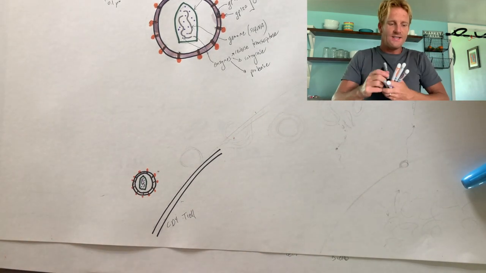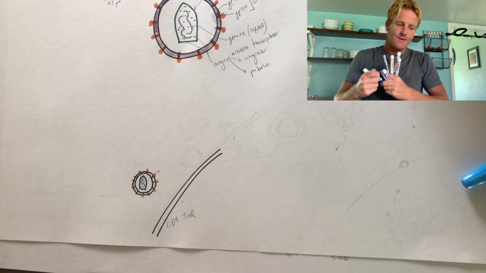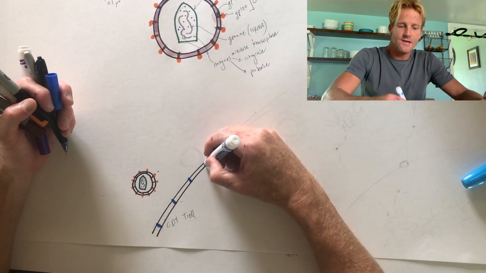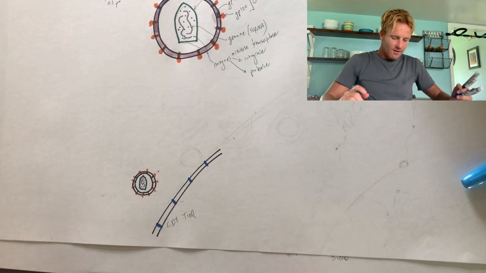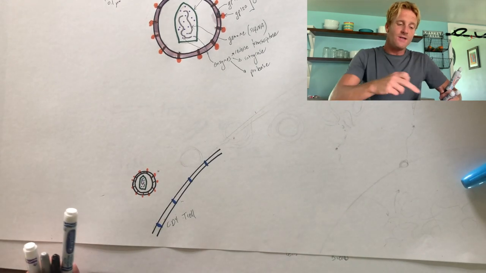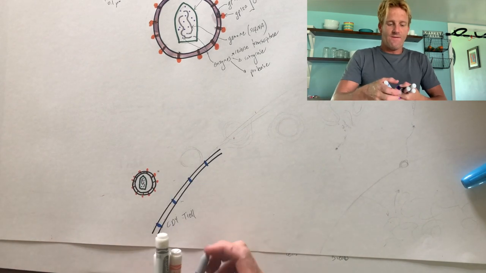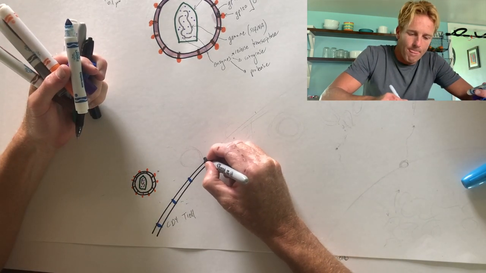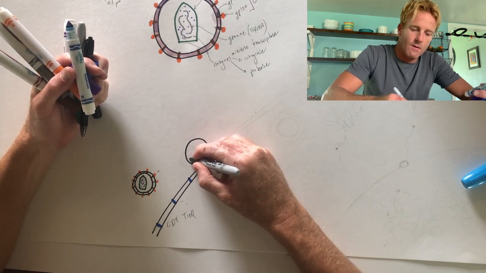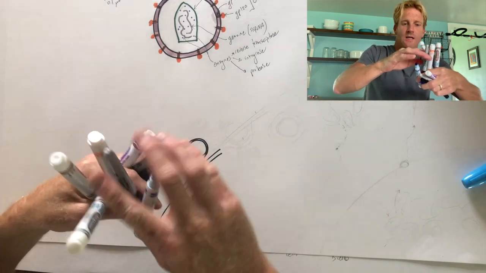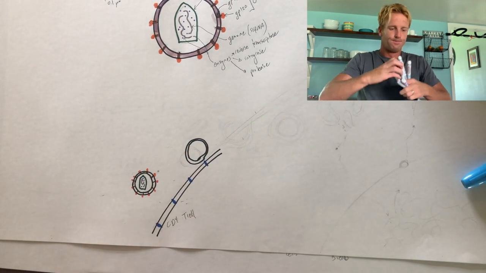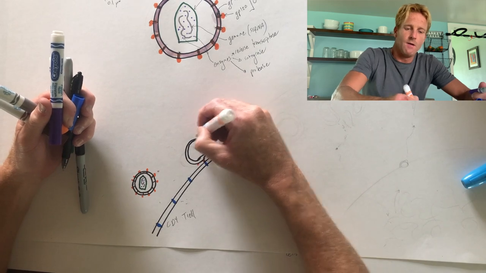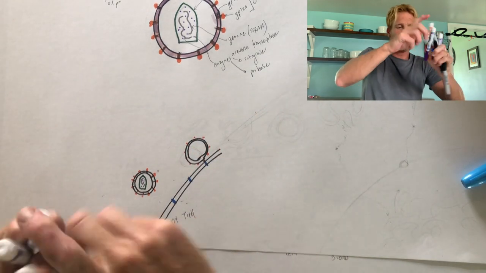And this CD4 T cell is going to have very specific protein markers, which tell every other cell in the body that it's a CD4 T cell. That's important because these blue protein markers are the very same protein markers that the glycoproteins of the HIV virus bind onto. And that's really going to be the first step: this HIV virus is going to bind onto the cell membrane of the CD4 T cell. So those glycoproteins, oh my god, my markers are all mixed up. These glycoproteins are going to bind onto the cell membrane of the CD4 T cell.